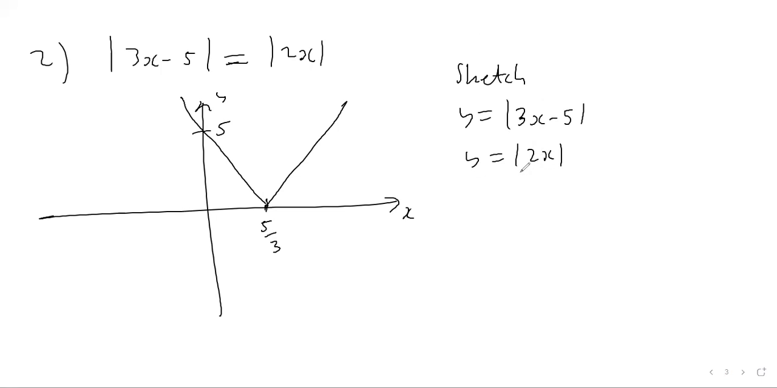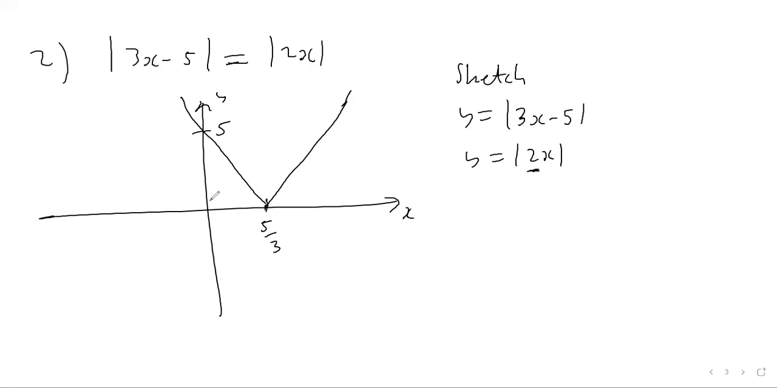And then how about this second one? y equals modulus of 2x. It's just going to be the y equals 2x graph, but with the negative part reflected upwards into a V shape. The key thing to note with this one is that the gradient here is lower, has a lower magnitude than the gradient there.